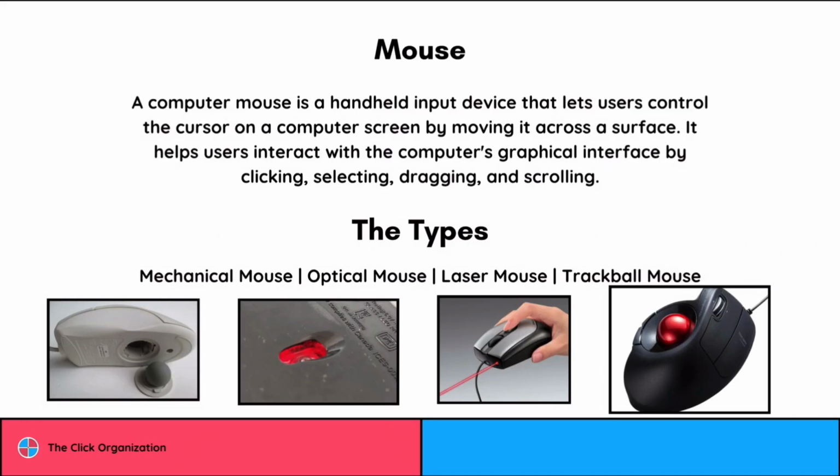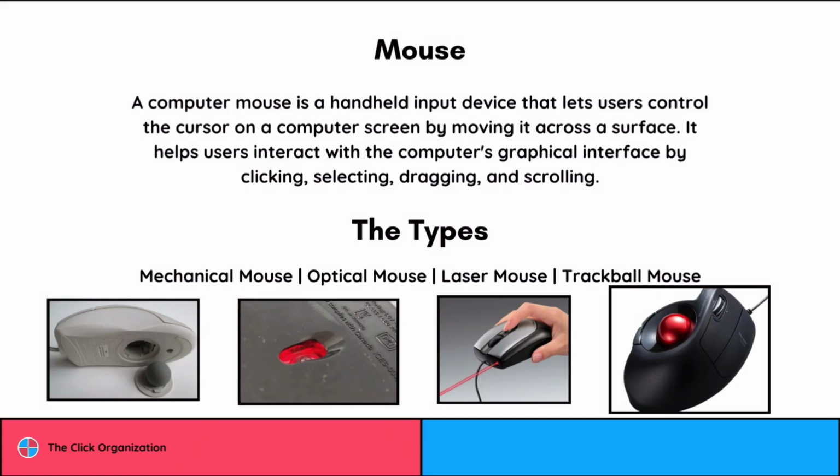Let's start with mouse. Mouse is a computer input device, a handheld input device that lets users control the cursor on a computer screen by moving it across a surface. It helps users interact with the computer's graphical interface by clicking, selecting, dragging, and scrolling.